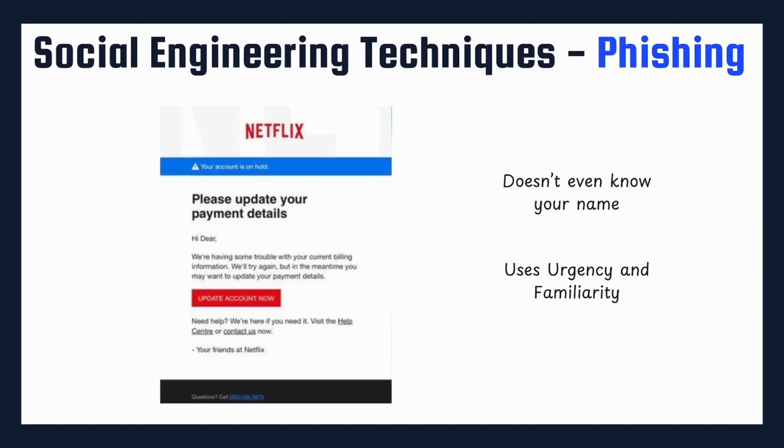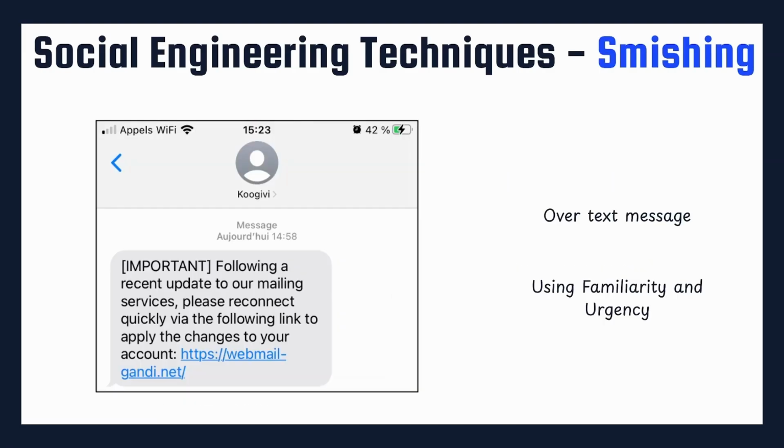This is a classic example of phishing, where the social engineer is attempting to impersonate Netflix. It is using urgency and familiarity to trigger an emotion to update the account details. Here, the social engineer is using SMS to try and convince you that your mailing service is faulty. It is also using familiarity and urgency to get you to click on the link provided.